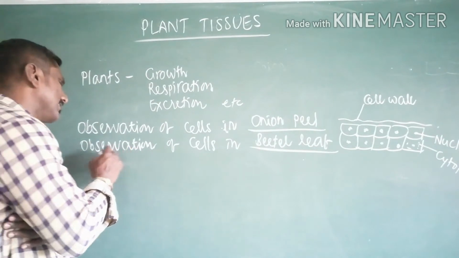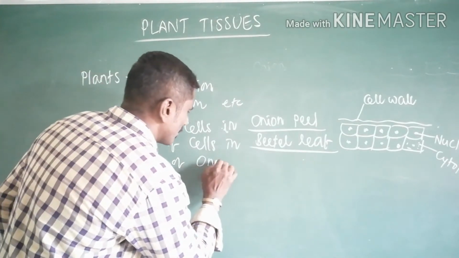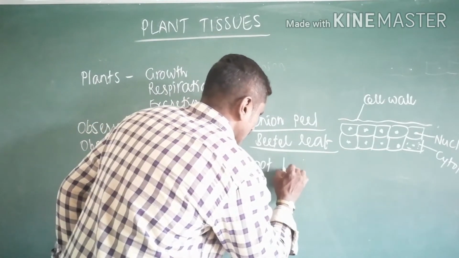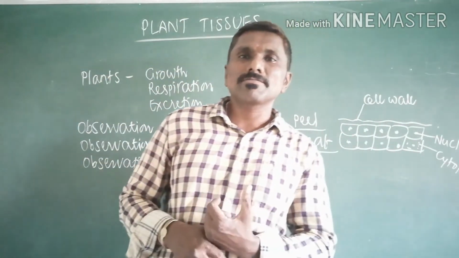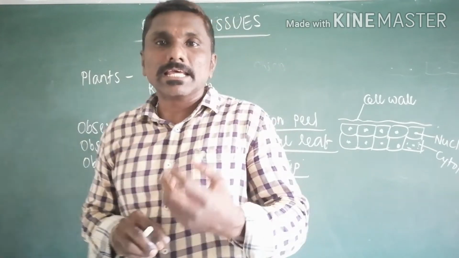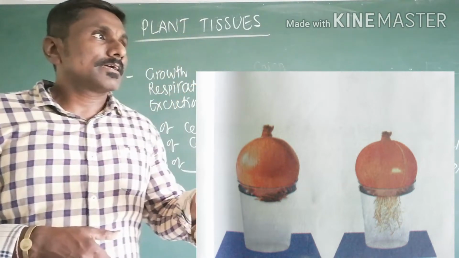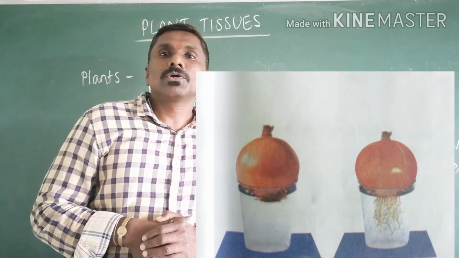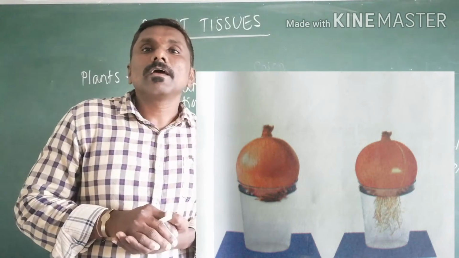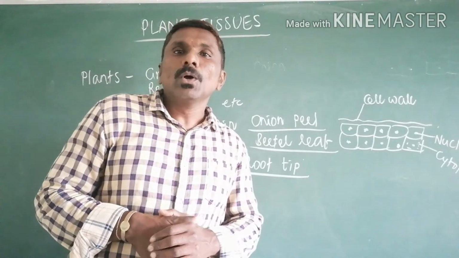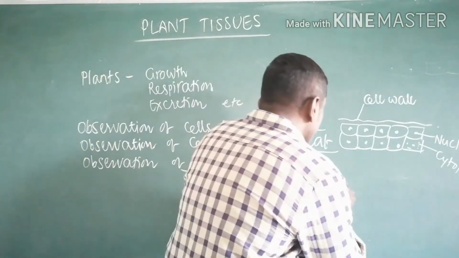Next, we have an observation of cells in onion root tip. For this activity, take an onion and a glass of water, and put the base of the onion in the water for a few days. As the roots grow, collect the tip of the root and put it on a slide, put a cover slip, and press it with a needle. The root tip will be crushed on the slide, and then observe it under the microscope. You will get cells like this.